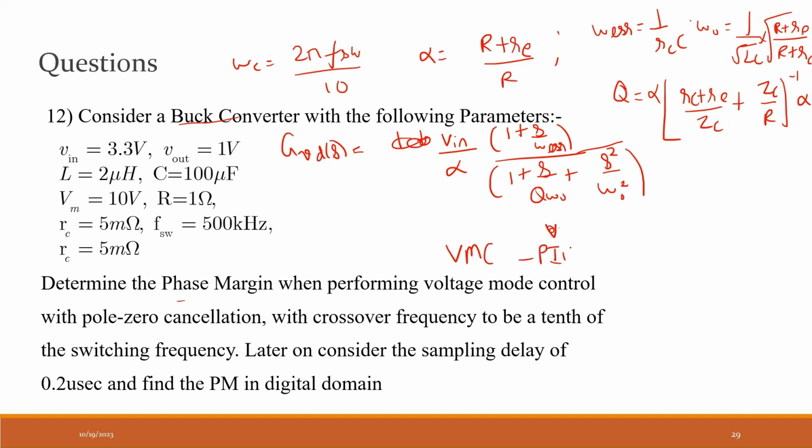They are saying now you must do pole zero cancellation with voltage mode control. We will use a PID controller, so we will use a realizable PID controller. So my GC of S is KP plus KI upon S plus KDS into tau ds plus 1. So when you do the shuffling and all, you will get it to be of the form KI.